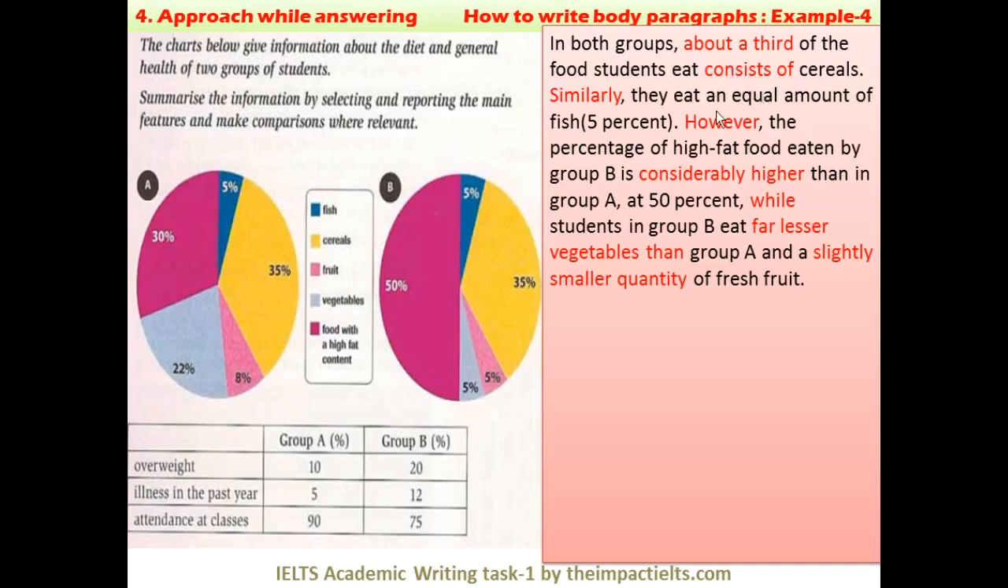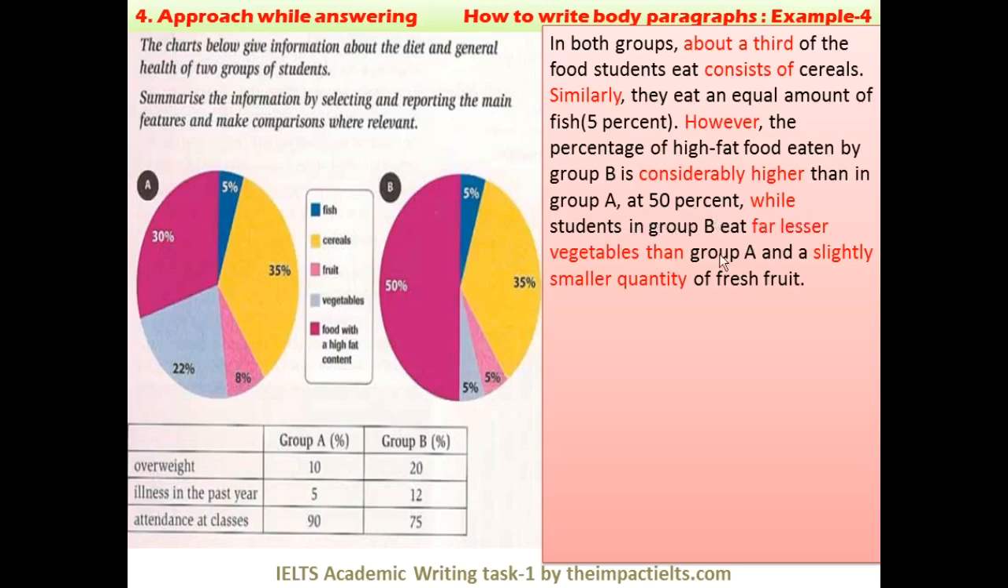And then composition. They eat an equal amount of fish rather than saying that A eats 5%, B also eats 5%. That's language. However, linker, the percentage of high fat food eaten by group B is considerably higher, right? That's the comparison part where the difference is different. So 50, considerably higher than in group A at 30%. So how do you mention the figure? There are many ways. So at 50%.